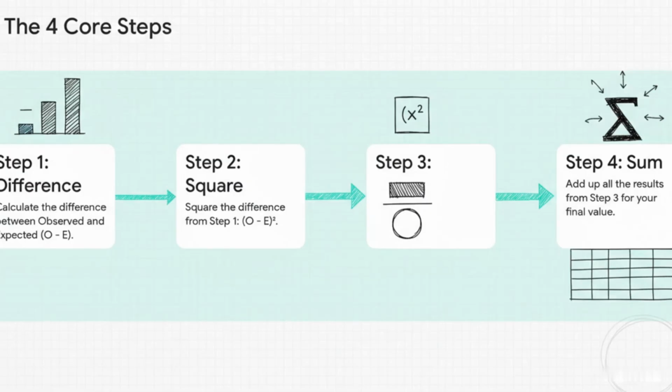That's it. See, we can break it down into 4 clean steps. 1, find the difference. 2, square it. 3, divide. And 4, add everything up. Let's build a little table to keep it all nice and organized.